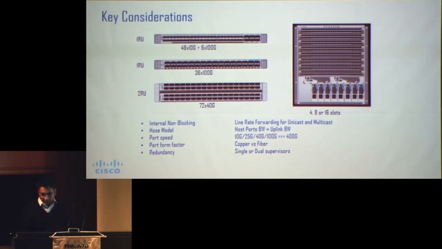Right. The other one is redundancy. So in a modular switch, you can have two CPUs, like two supervisors. So even if one goes down, the other one already has all the states, and it can recover from there. So it will have zero or minimal impact if one of the supervisors goes down.